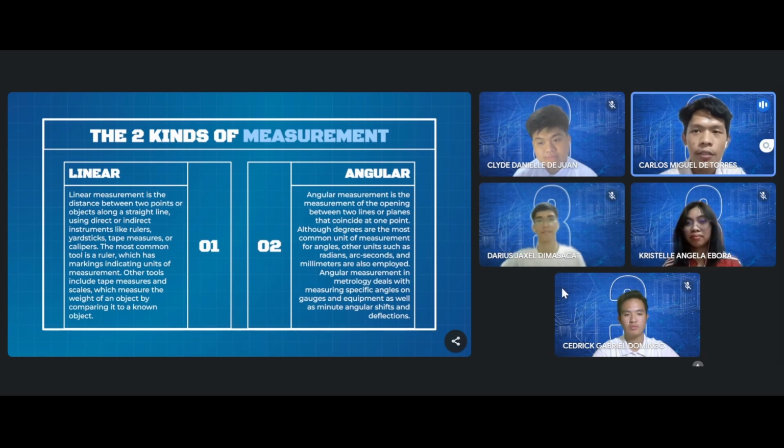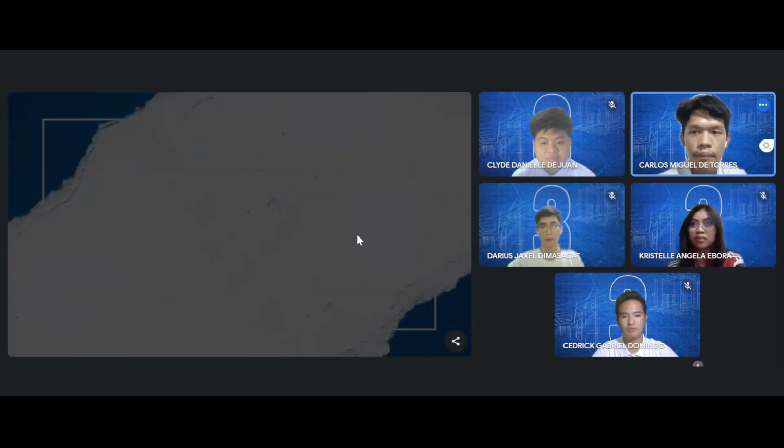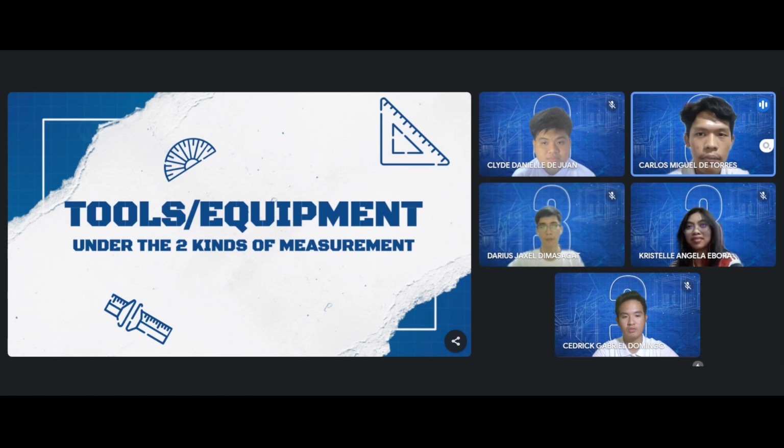Linear measurement is about measuring straight distances using tools like rulers and tape measures. Angular measurement, on the other hand, is about measuring angles between lines or planes that meet at a point, often using degrees. Linear measurement is common in everyday tasks like measuring length, while angular measurement is used in specialized areas where accurate angles matter, like engineering and machinery alignment. Now, we know the difference between angular and linear measurement.